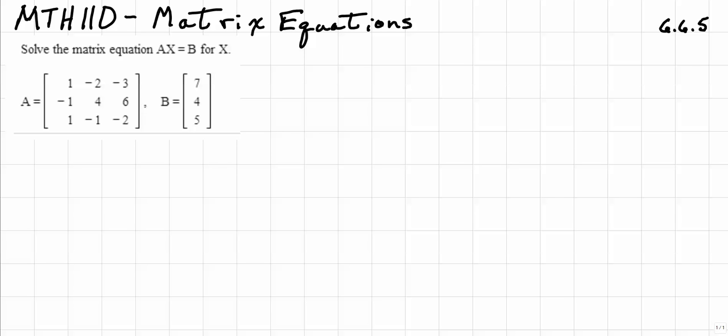Solve the matrix equation AX equals B for X. Well, we need to remember that when we deal with this sort of matrix equation AX equals B, we have to go ahead and multiply both sides of the equation on the left-hand side by A inverse.